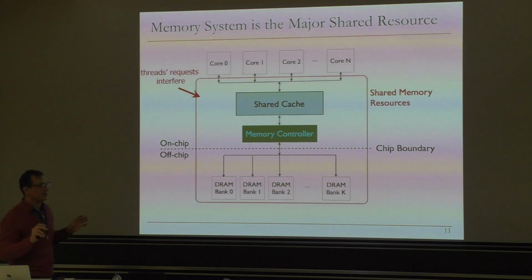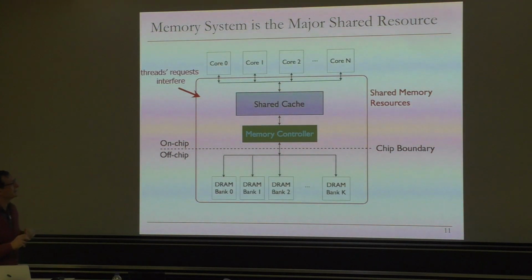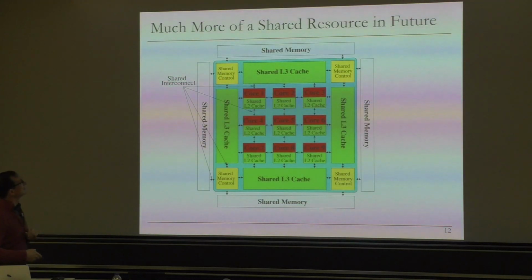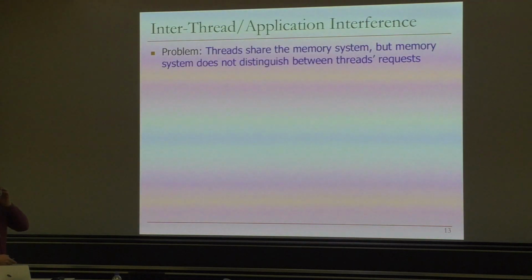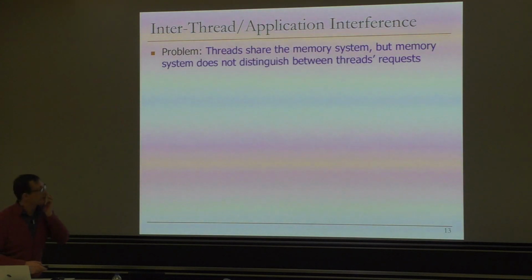This is called source throttling, and we're going to see that later on. Today we're going to talk about memory scheduling, but source throttling is one approach also. You could use data mapping mechanisms. So maybe you have multiple of these resources over here. You map the data to separate locations so that you minimize the interference, right? Okay, so clearly this is going to be much more of a shared resource in the future. So let's talk about how we can do this.